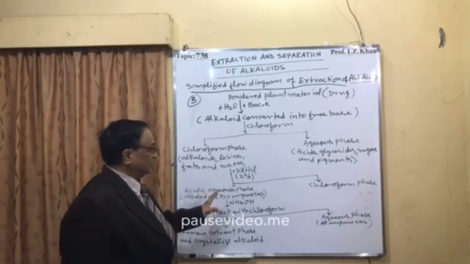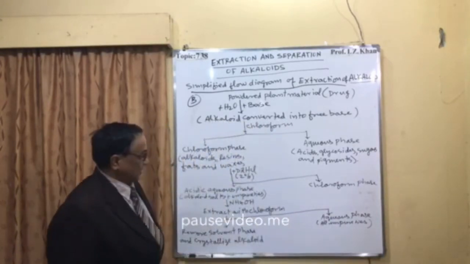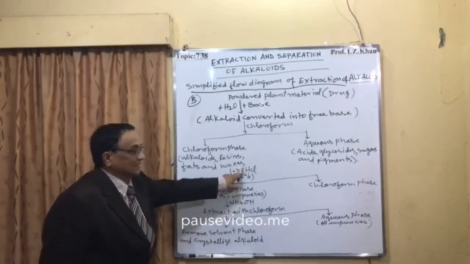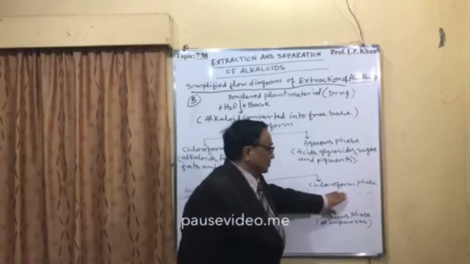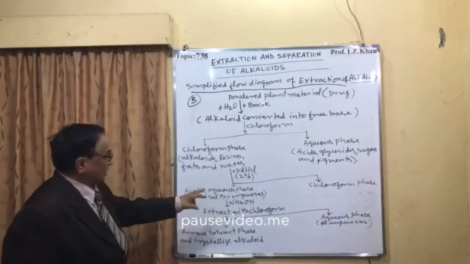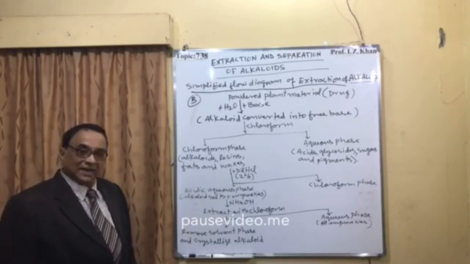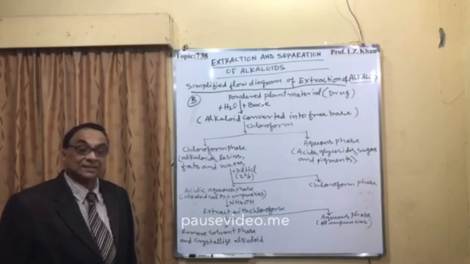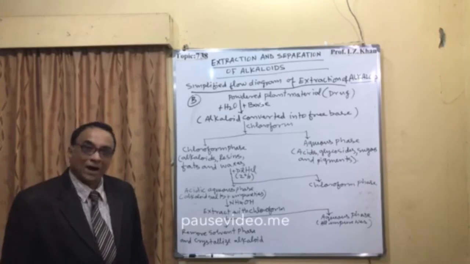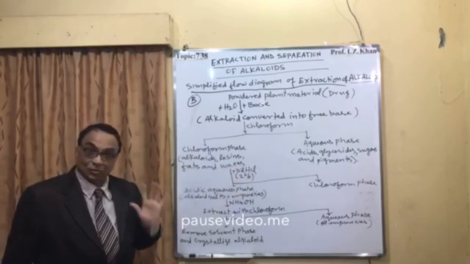Once it's acidified in the presence of water, again you are going to get two phases. One is the acidic aqueous phase, and the other one is the chloroform phase. Just forget about the chloroform phase. Now the acidic aqueous phase has the salt, because acid and base will react and there will be formation of salt, and that salt will become the mineral salt of alkaloid, which will be soluble in water. So your aqueous phase here will contain alkaloid and not the chloroform phase.